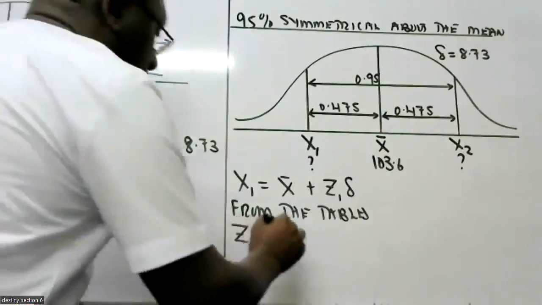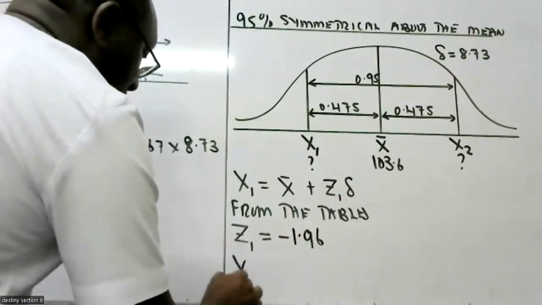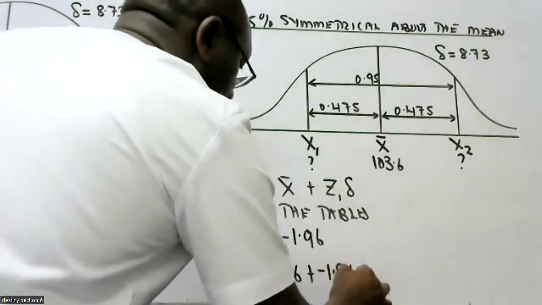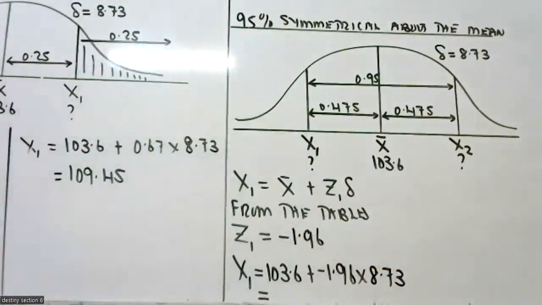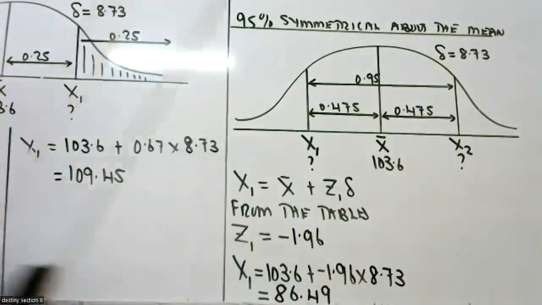What brings 1.96? So if that is what you have, then it follows that X1 should be 103.6 plus negative 1.96 times 8.73, which is 86.49.